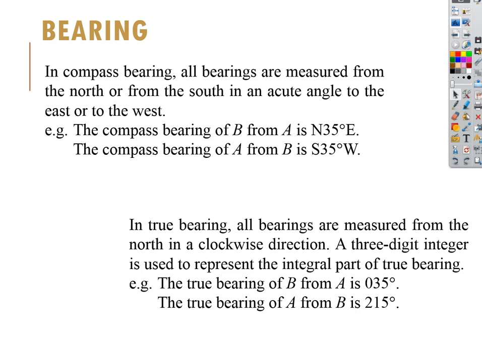Now, you may be familiar with north, south, east, west. But with bearings, there are two types. The first is called a compass bearing. In a compass bearing, they do talk about north, south, east, and west, but in a slightly different way. You already have the pictures drawn out, so follow along as I draw them. In a compass bearing, all bearings are measured from the north or from the south in an acute angle to the east or west.